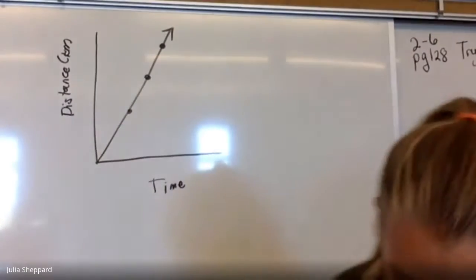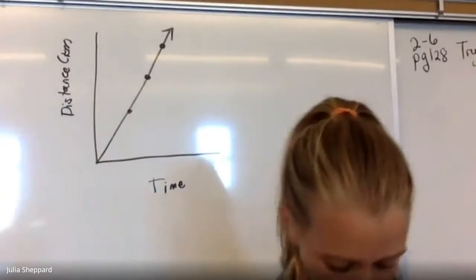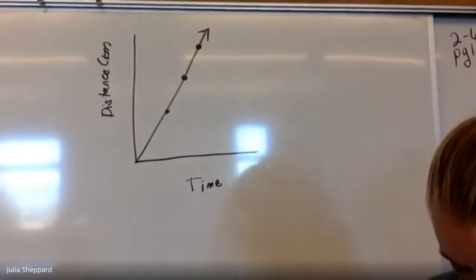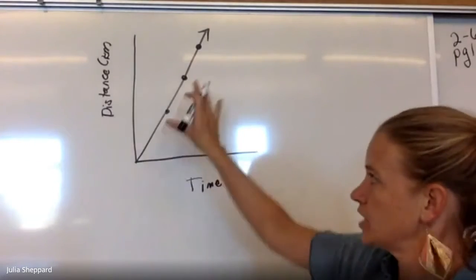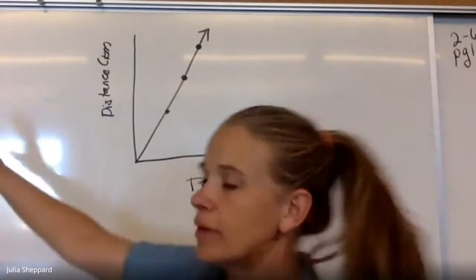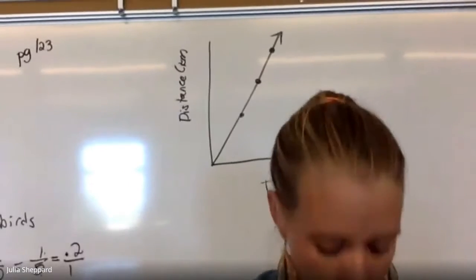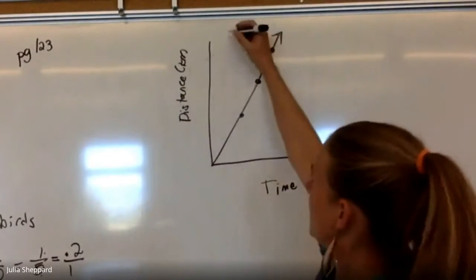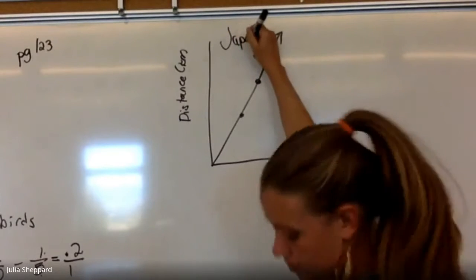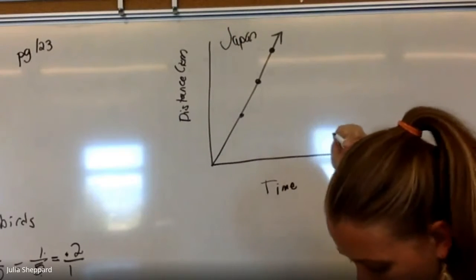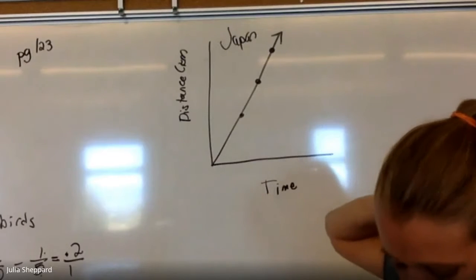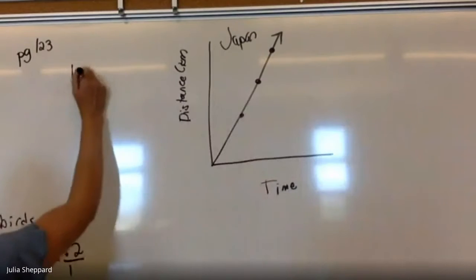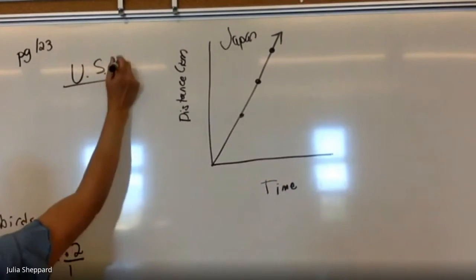Okay, let's look at page 123. This is a high-speed train. So it says, and again, they give us some data in a graph and some is not in a graph. Okay, so the fastest high-speed train in Japan, so we'll write Japan here, is represented in the graph. And the fastest high-speed train in the US covers, so we'll put US over here, USA.